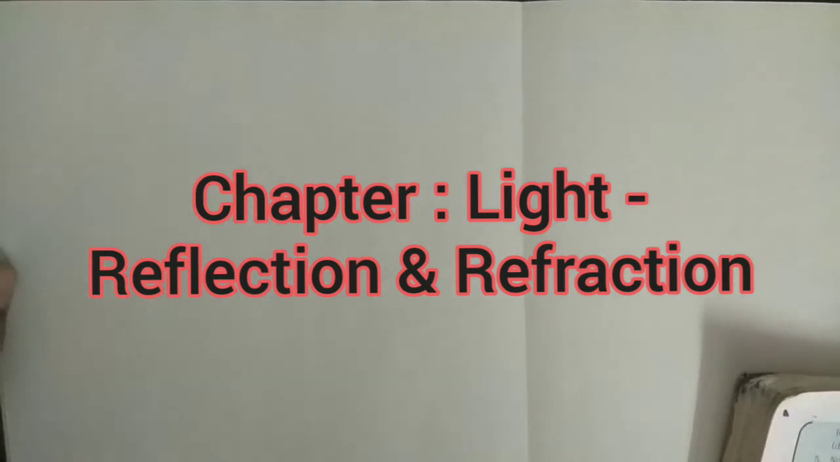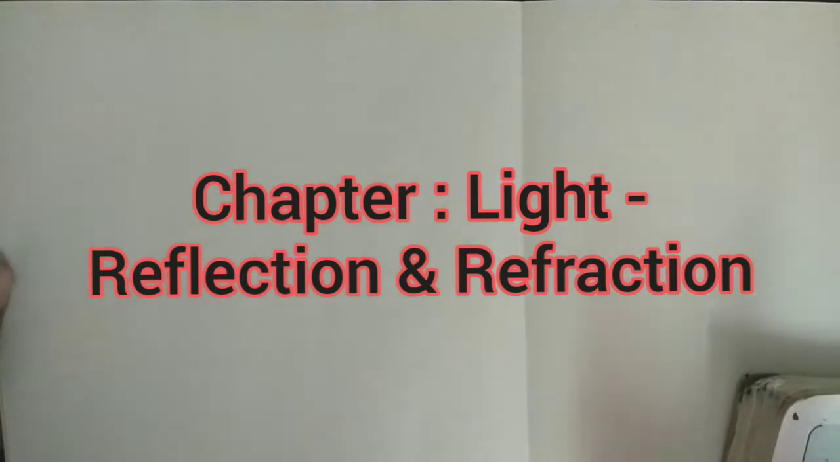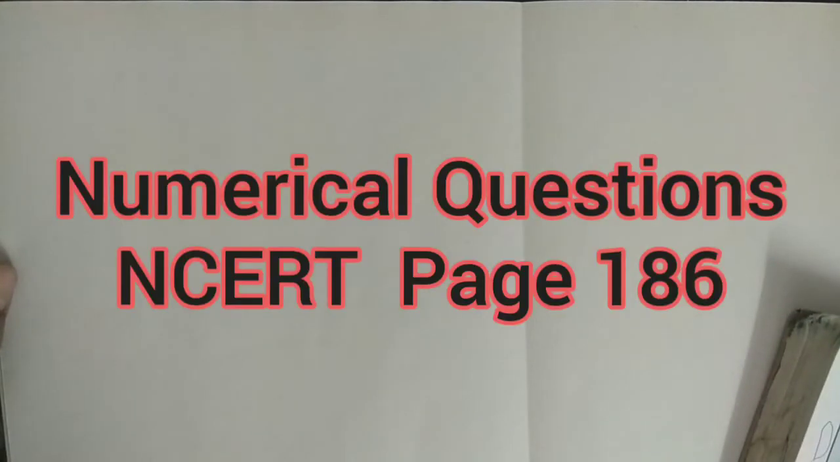Now we'll discuss numericals of chapter number 10 of the light. We had already done up to question number 10, already discussed with you on the Zoom app. Now we'll do question number 12. The question is given in your NCERT book on page number 186. Now I'm reading question number 12.